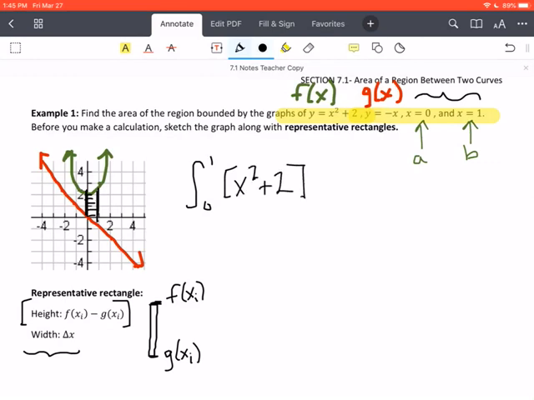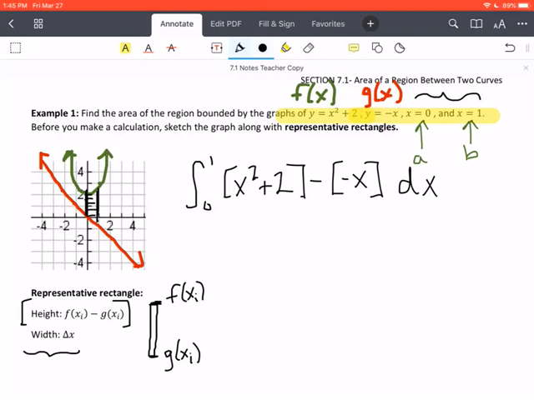And then we have to subtract our lower function, which is negative x. Be careful with those double negatives, dx. Okay, now this is a great review of integration. I know we've been away for a few weeks, so make sure you recall integrals versus derivatives.